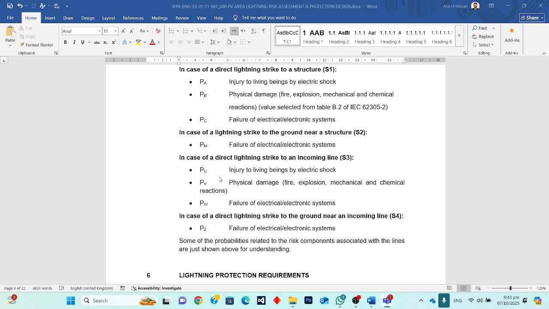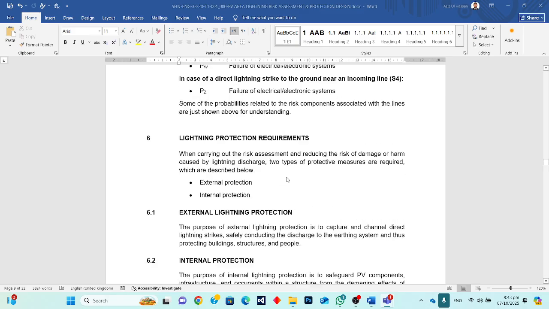And the fourth one is the lightning strike near the incoming lines. PZ is called the failure of electrical and electronic systems. Some of the probabilities related to the risk components with the line are just shown above for understanding. So these are the probabilities like PA, PB. We have to calculate these, then the components, and then the risk. So, lightning protection measures.